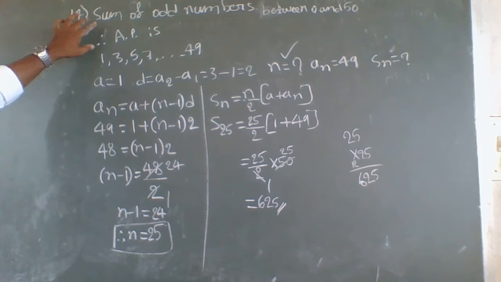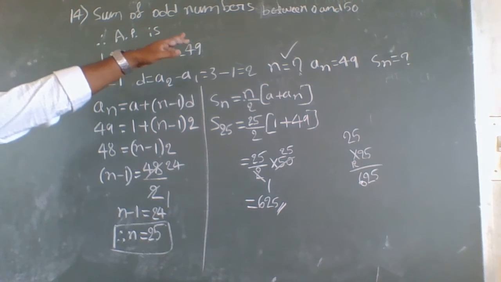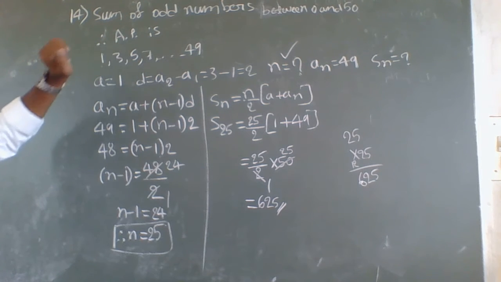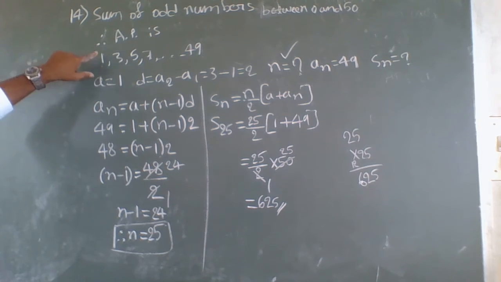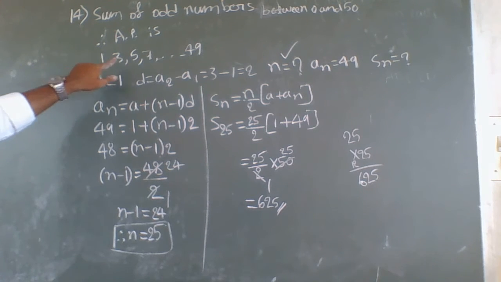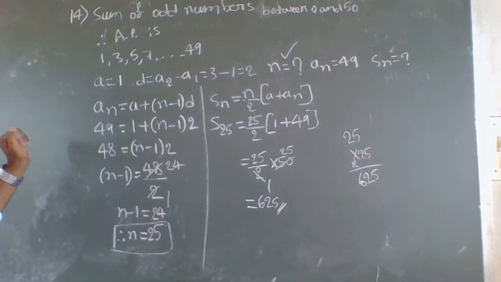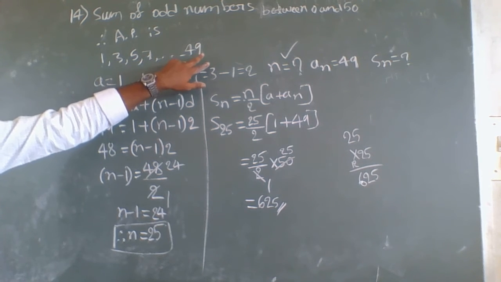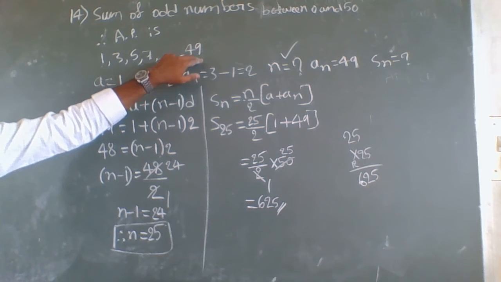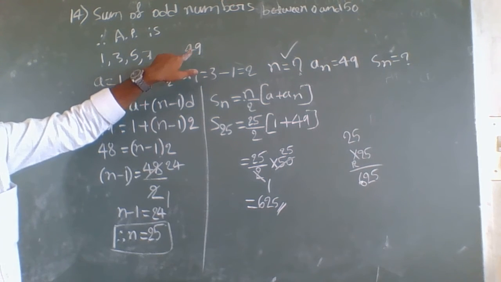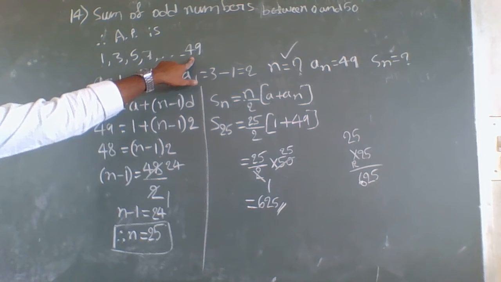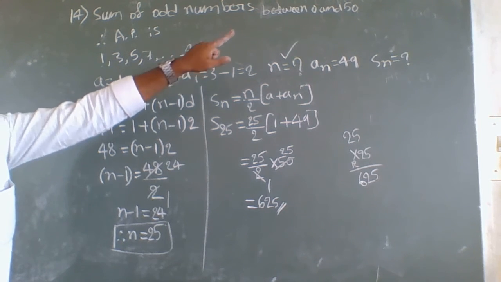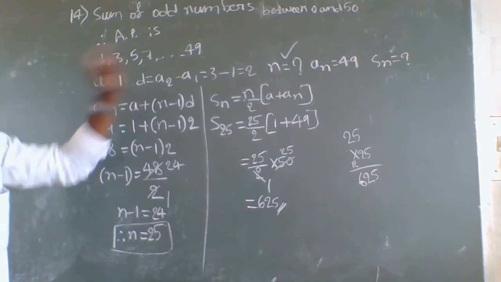So in the problem what they have given, we have to calculate the sum of the odd numbers between 0 and 50. So by using this we can write an arithmetic progression. How? It will start from 1 like this only, 1, 3, 5, 7, these are the odd numbers, and finally I will write the last term, means the nth term. What is that? 49, because 49 is the highest odd number between 0 and 50. If I write 51, it is greater than 50, therefore 49 is the last term.